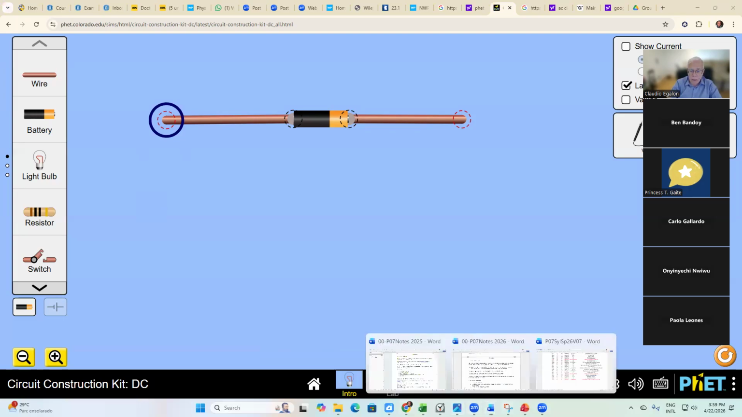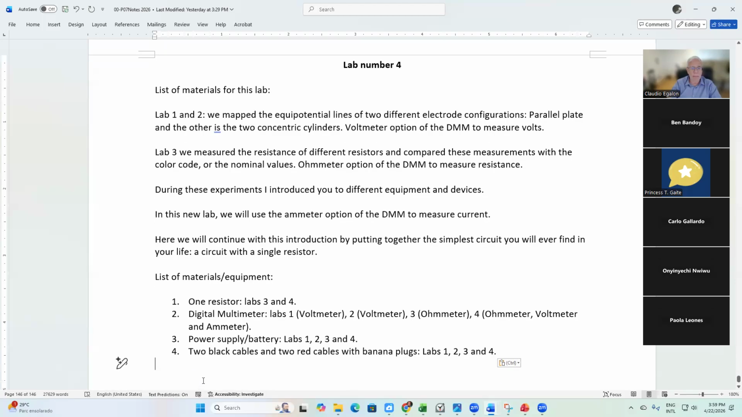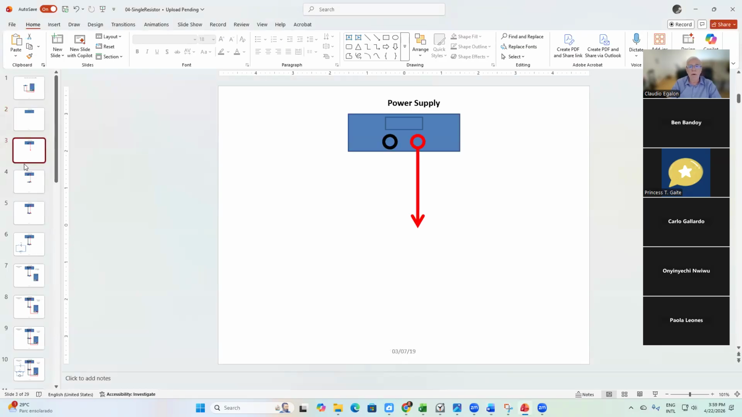And pick up 2 black cables and 2 red cables with banana plugs. And 2 alligator clips. We use alligator clips all over our labs. It's a very convenient way of clipping the resistor. Okay. Now let's take a look here. Red cable coming out of the power supply, connecting to the resistor with my alligator clip, and closing the circuit with the black cable.